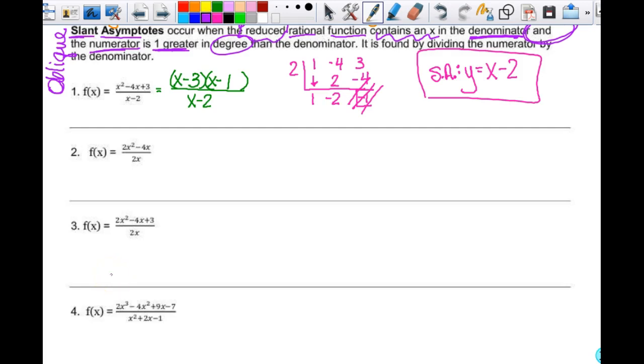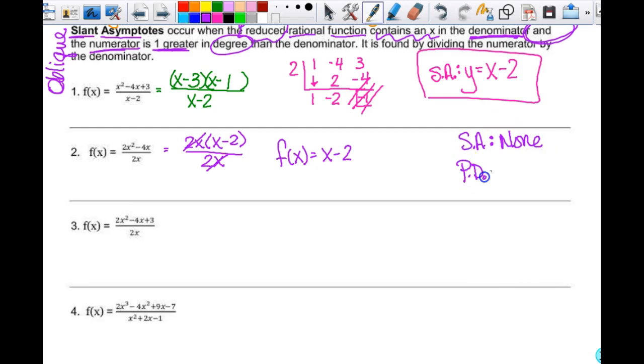Okay, so then we move on to number 2. So I'm going to factor this. I'm going to get 2x times x minus 2 over 2x. So can I cancel this out? Yes. So I'm left with f of x equals x minus 2. So, do I have a slant asymptote? No. This is my reduced function. There is not an x in the denominator, because when I graph this, it's going to be a line. So there is none. Do I have any discontinuities? A hole. I have a point discontinuity.